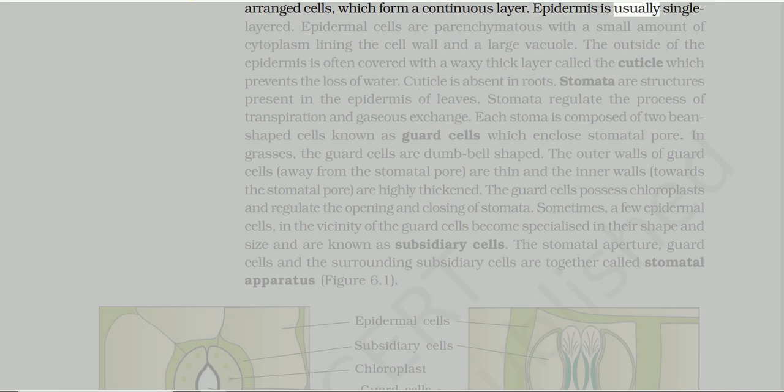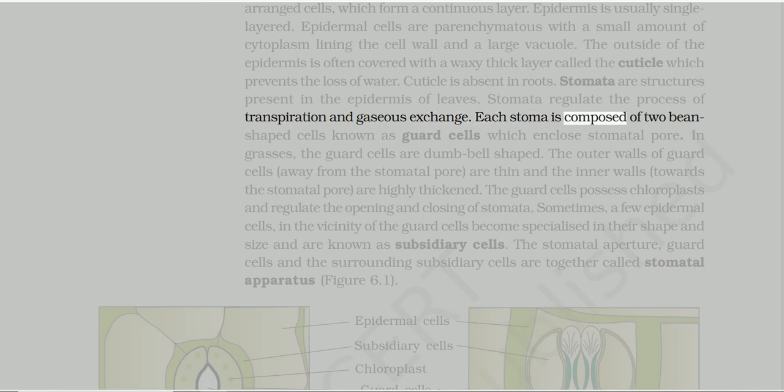Epidermis is usually single-layered. Epidermal cells are parenchymatous with a small amount of cytoplasm lining the cell wall and a large vacuole. The outside of the epidermis is often covered with a waxy thick layer called the cuticle, which prevents the loss of water. Cuticle is absent in roots. Stomata are structures present in the epidermis of leaves. Stomata regulate the process of transpiration and gaseous exchange.